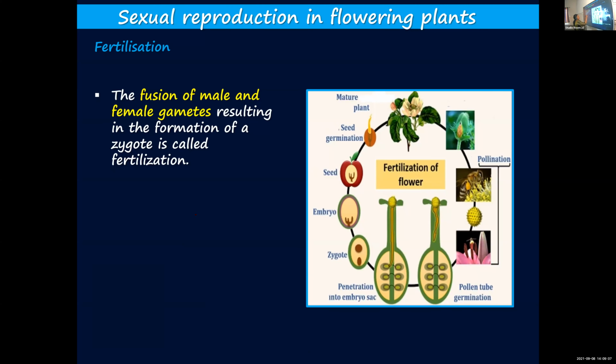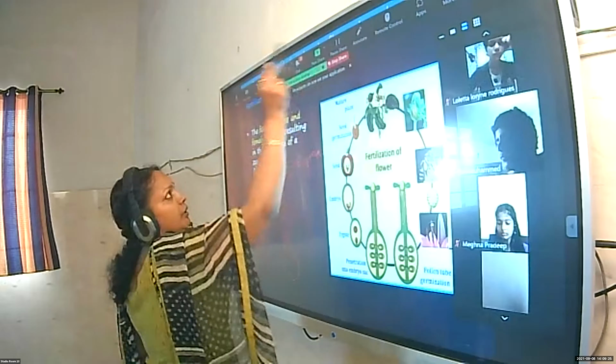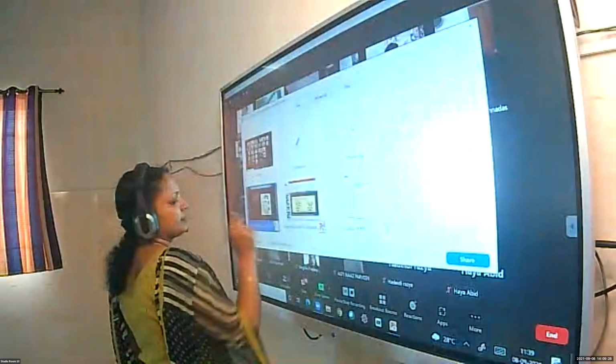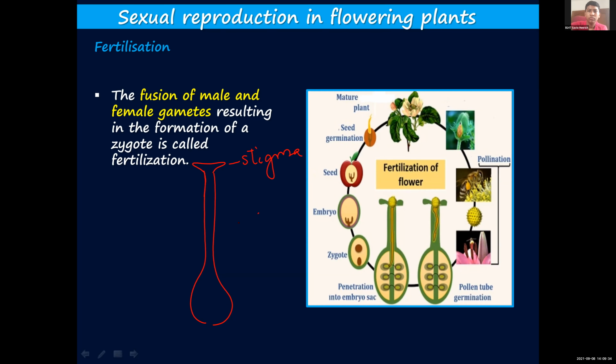Okay, now listen. I'll just draw it here. And what I'm drawing is a pistil. So this is stigma. Can you see the screen? Okay, just a minute. Now can you see? Yes, ma'am. Stigma, then style. This part is ovary. And inside the ovary, ovule is present. Inside the ovary, ovule. And inside the ovule, what is present?